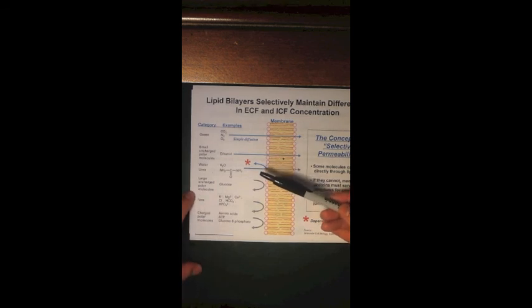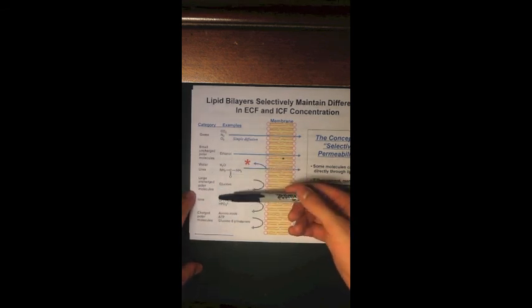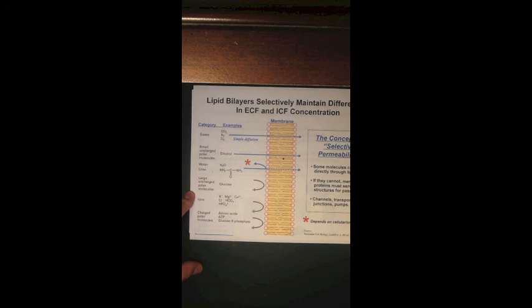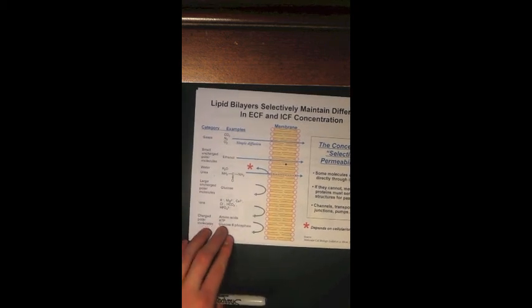Now, the things that can't get through are large polar molecules, like glucose, which is given as the example, and it's just too big to get through the membrane. You also have ions, of course, because they're charged, so they can't get past the membrane. And then finally, charged polar molecules, which combine being charged and being polar, also can't get through. And these are usually going to be large.